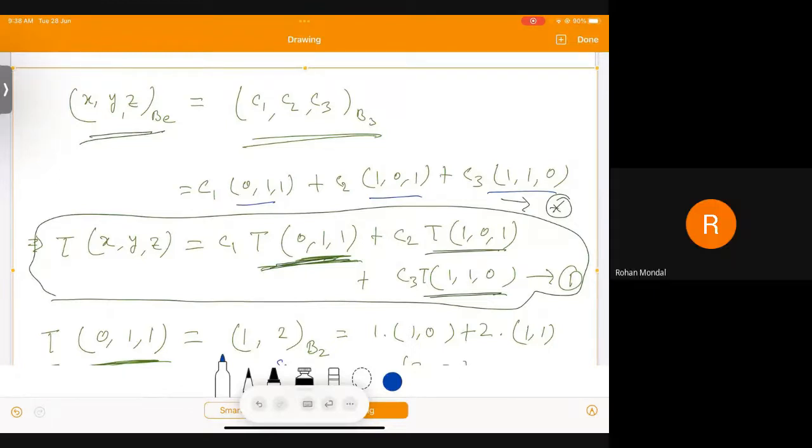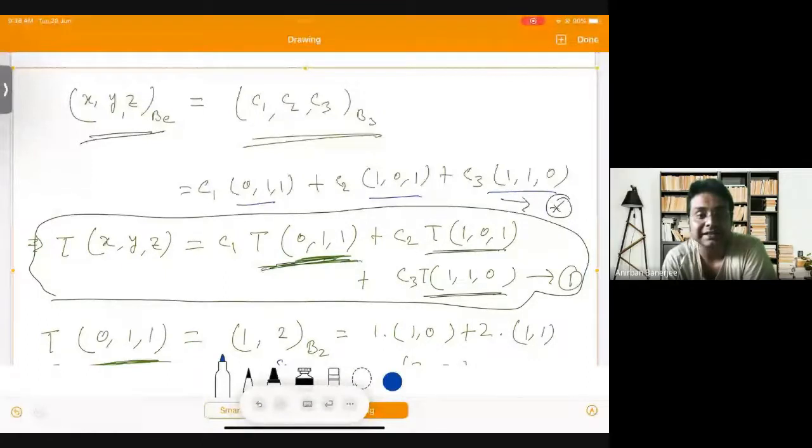Okay, so these are the C1, C2, C3. And this (0, 1, 1), all of these are in B2, right, sir? Or the transformed... right. So now, if we apply the transformation, the left hand side is in the standard coordinate system, right?